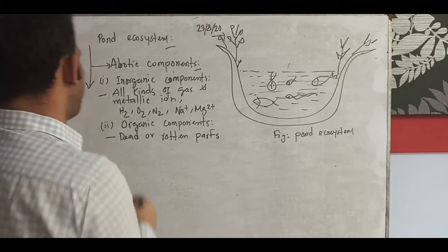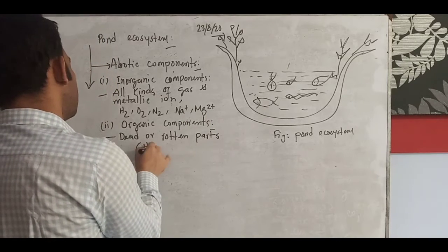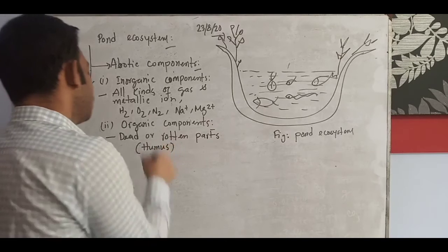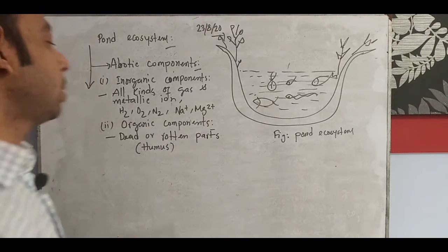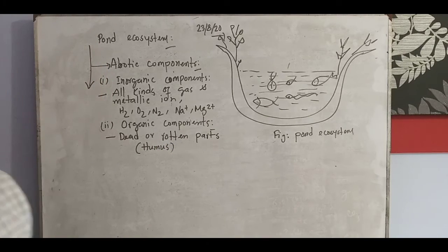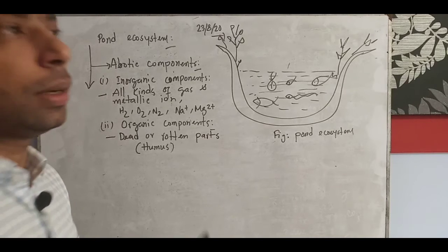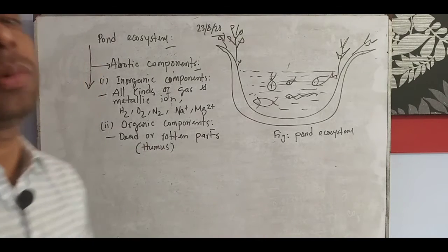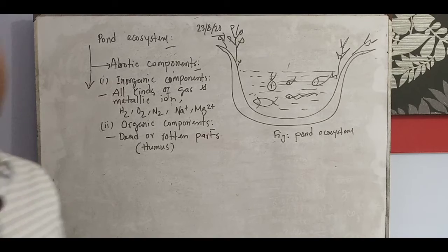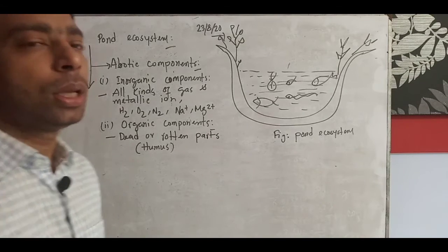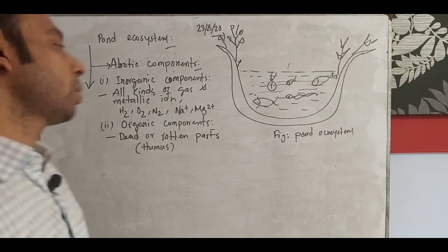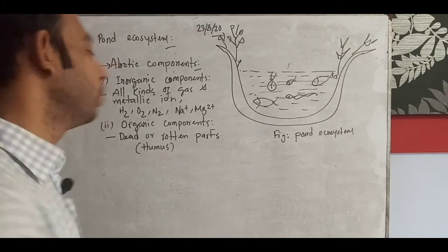And you can write here humus: dead or rotten parts of living things, like rotten plant debris. We have seen the dead bodies of animals and fishes that die and mix up with them. So the humus, the dead or rotten parts, is the organic component.